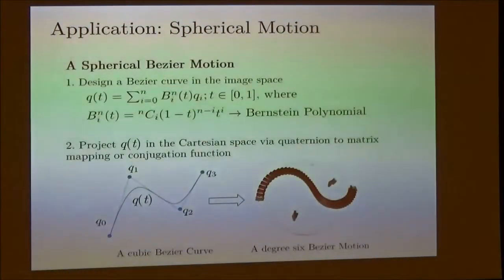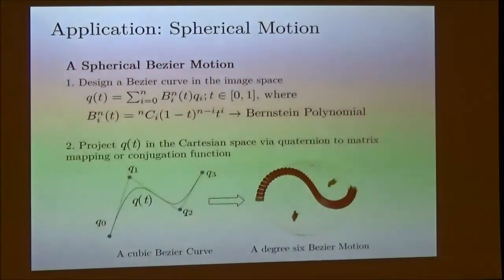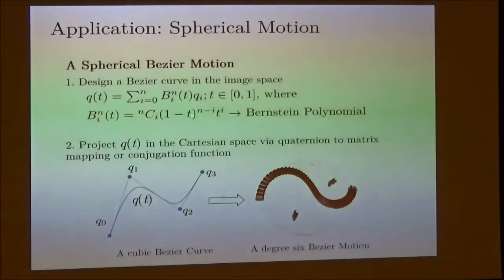This is another example of a spherical motion. In this case, we're trying to design a spherical Bezier motion. So instead of two quaternions between which we do linear interpolation, we can have four quaternions, and we can design a Bezier curve. A Bezier curve is basically defined in the following fashion. You have the given quaternions or the points, and you have something called blending functions. In this case, they happen to be Bernstein polynomials that are easy to obtain. And these are approximating curves.